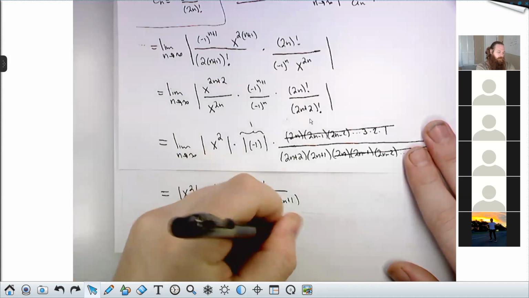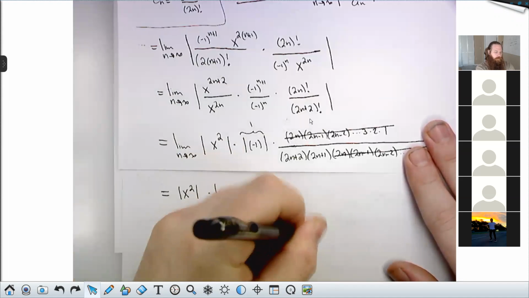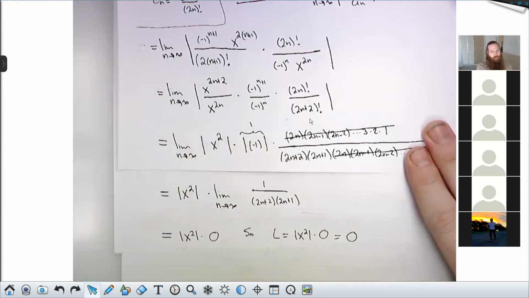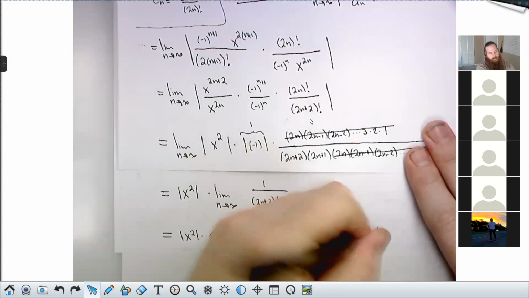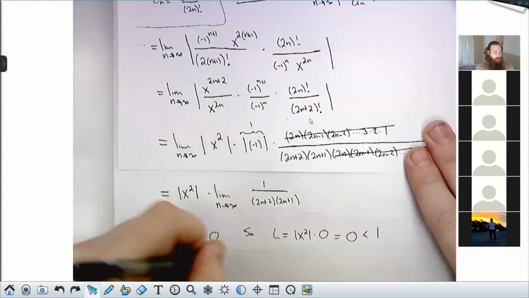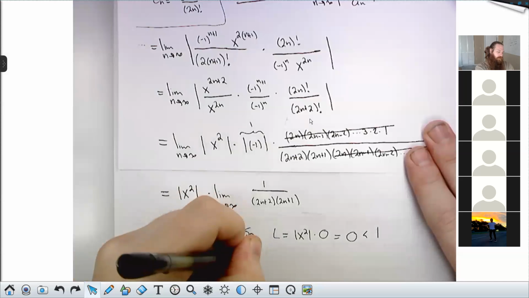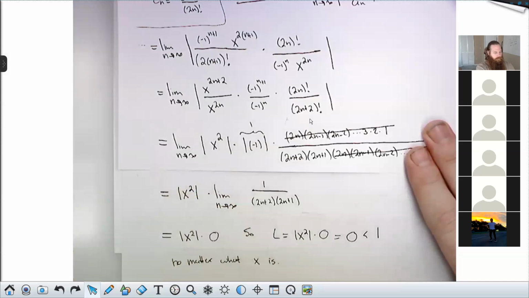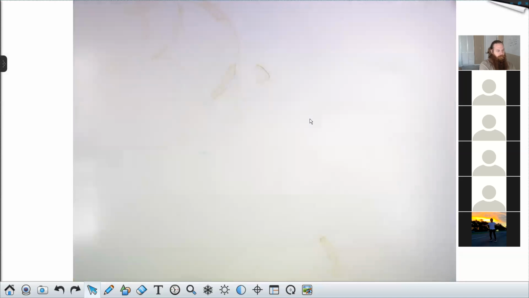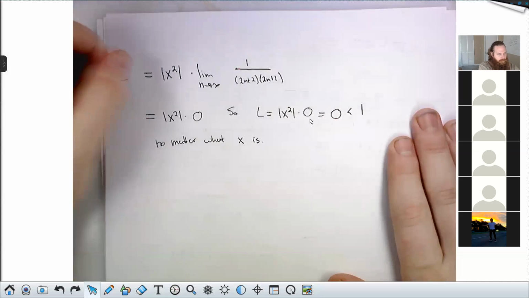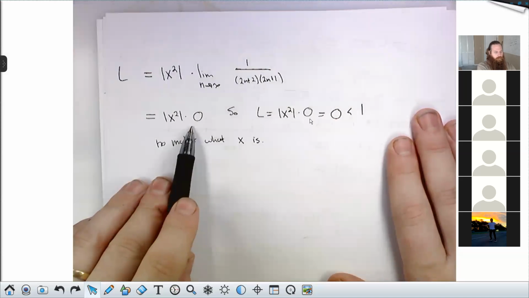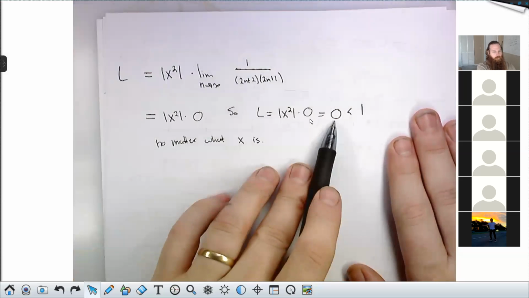So here, L is the absolute value of x squared times 0, which is definitely always 0, which is definitely always less than 1, no matter what x is. So no matter what you take for x, the ratio test limit here, L, always comes out to 0. It's always less than 1.